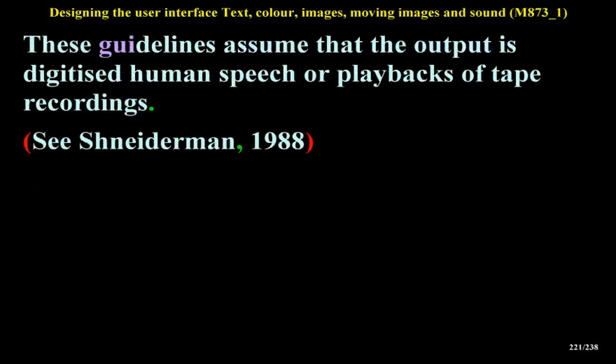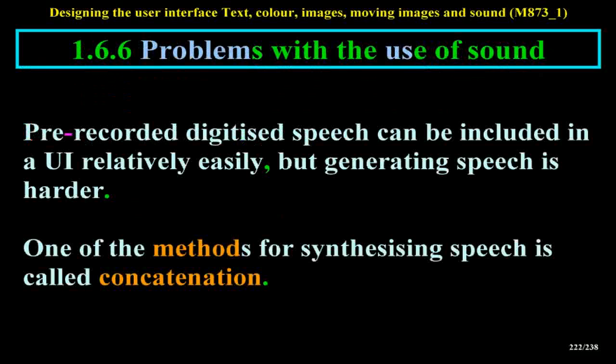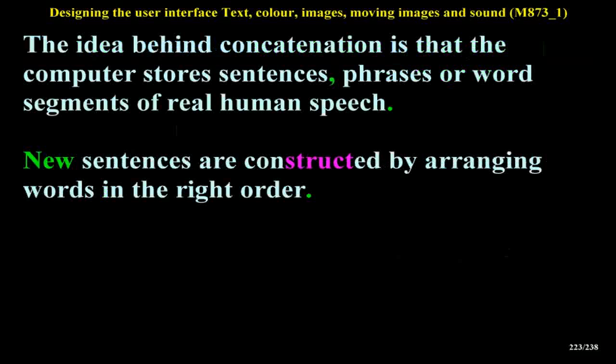C. Schneiderman, 1988. 1.6 Problems with the use of sound. Pre-recorded digitized speech can be included in a UI relatively easily, but generating speech is harder. One of the methods for synthesizing speech is called concatenation. The idea behind concatenation is that the computer stores sentences, phrases or word segments of real human speech. New sentences are constructed by arranging words in the right order.